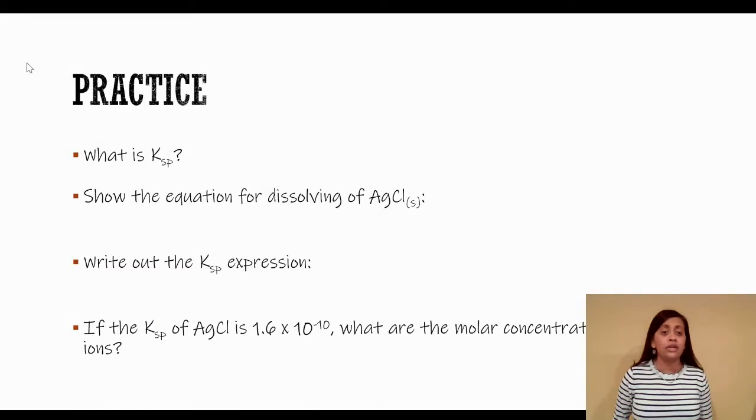So we're going to look at what KSP is, and then show the equation for dissolving AgCl right at the KSP expression, and then see if you can figure out how to determine what the concentrations of the ions are based upon its KSP value.